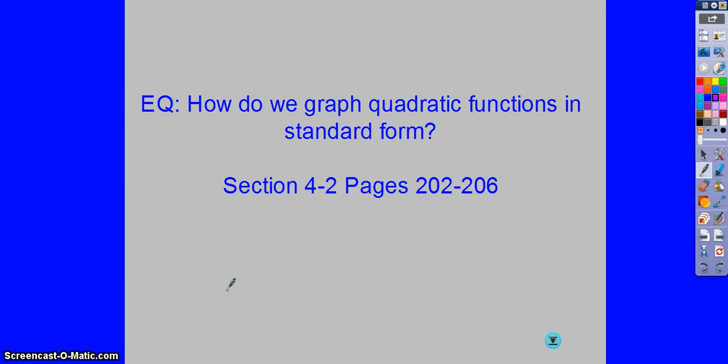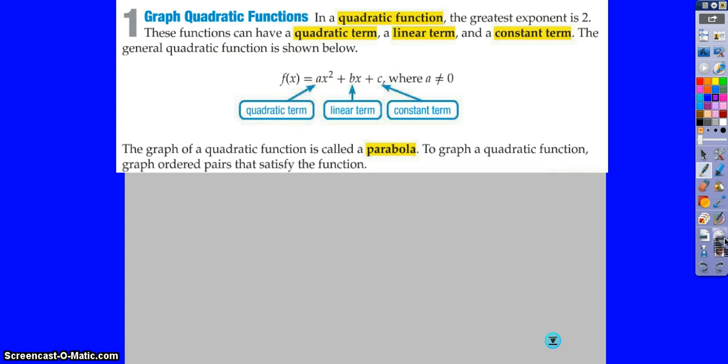Today we're going to start chapter 4, which is all about quadratics, and today we're going to look at their graphs and how we graph quadratic functions in standard form. And this is section 4.2, pages 202 through 206.